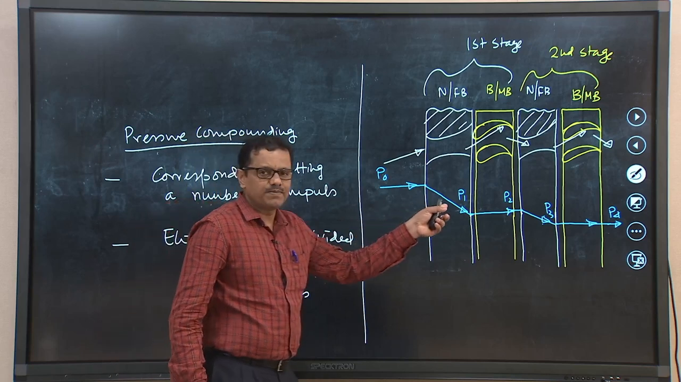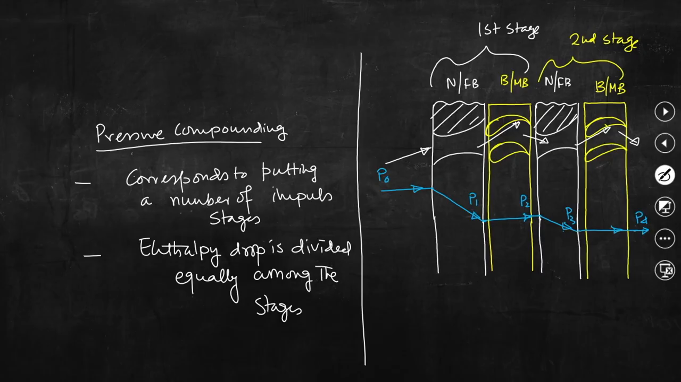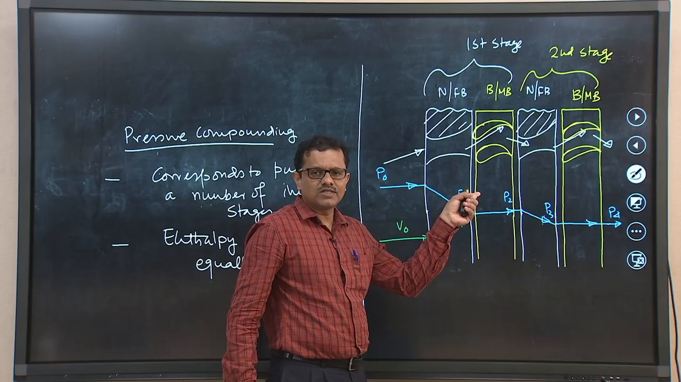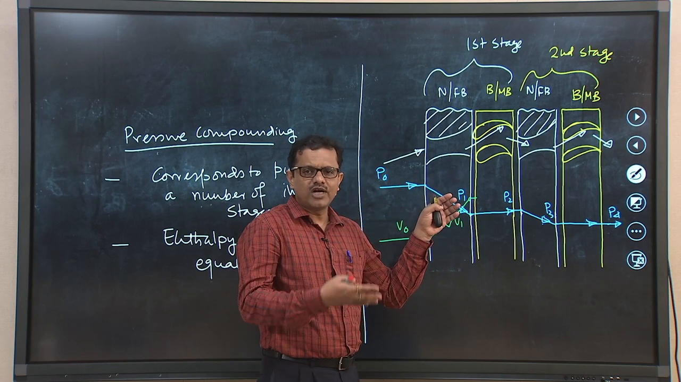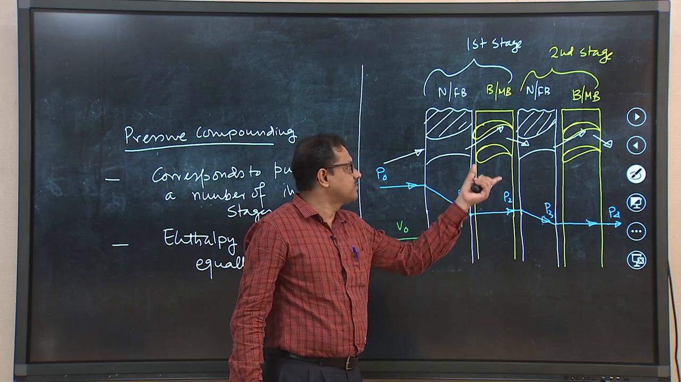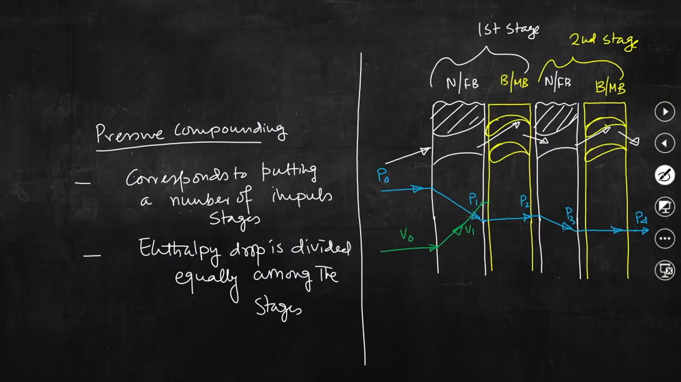Now, at the cost of this pressure drop, velocity, say if this is the velocity of steam which is entering into the nozzle with V naught, that velocity will increase when steam is passing through the first row of nozzles. So this is V 1. Try to understand, our sole purpose was to increase the velocity of steam which is now going into the first row of moving blades. If we know the mass flow rate of steam, that kinetic energy will be partly absorbed by the first row moving blades, hence the velocity will drop.